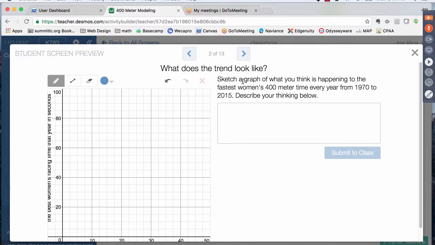So what does the trend look like? Sketch a graph of what you think is happening to the fastest woman's 400 time from 1970 to 2015. Describe your thinking. So I'm going to grab the pencil icon. What do I think is happening? Here's the women's time in seconds. Well, maybe we're getting faster, so it's kind of something like this. Maybe it gets a little slower, maybe someone gets faster. I think in general, people are getting faster and faster. That would be how I would describe my thinking.